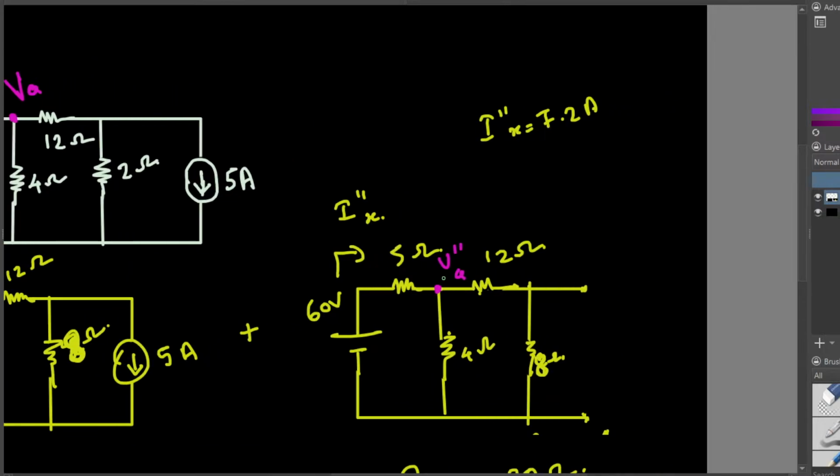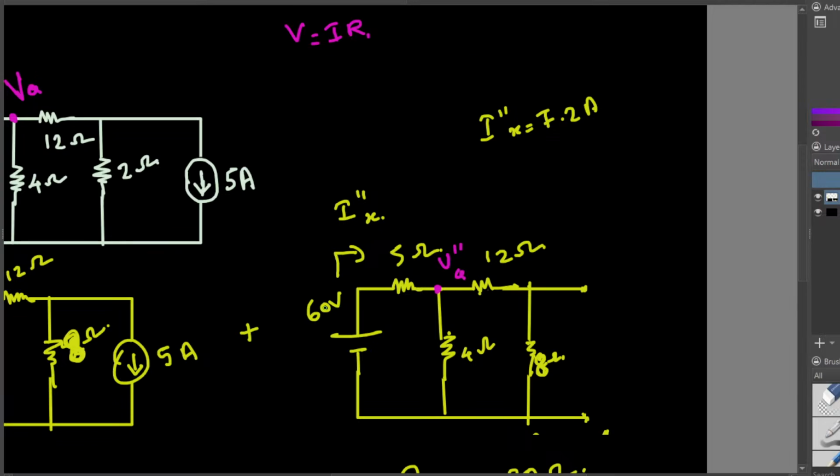So here, if I want to find out the V double prime A voltage, I can apply Ohm's law. Ohm's law says V is equal to I times R. As the current passes through this 5 ohm resistor, there's going to be a voltage drop. We are not trying to find current or anything else here, we just want to find out the voltage.